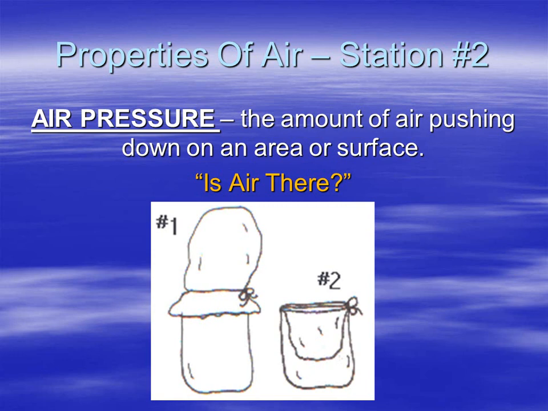In lab station number 2, is air there? You should have found that it was easier to push the bag into the can, but it was harder to pull the bag outside of the can. Why did this happen? Are you so weak that you can't pull a bag out of a coffee can? Well, the air inside the can was pushing on the bag. However, there was so much more air on the outside of the can pushing down that you had to pull pretty hard to pull past that great amount of air pressure.